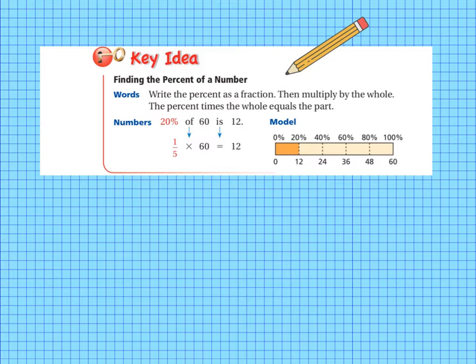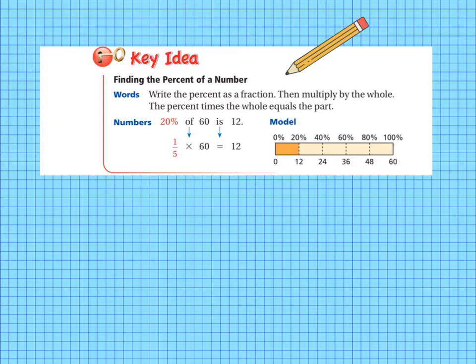Notice the pencil icon at the top of this page. That means that you need to copy this key idea into your math notebook. Finding the percent of a number. Write the percent as a fraction. You can also use a decimal. Then multiply by the whole. The percent times the whole equals the part. So the example they give you, which you need to write, is 20% of 60 is 12.